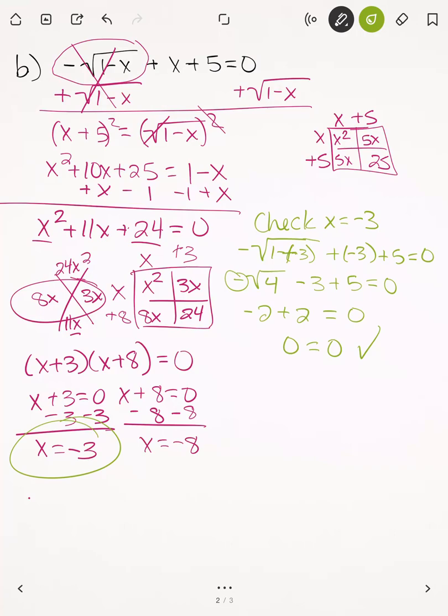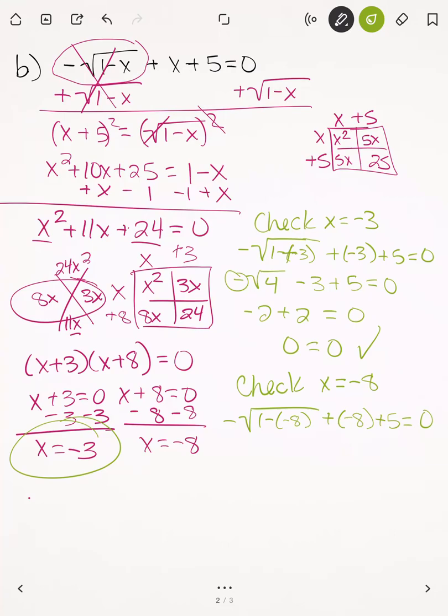Okay, now you can't be lazy. You still got to check that second one. Okay, that negative 8. It could work, it could not work. We don't know. So now we're plugging that in. We have negative the square root of 1 minus a negative 8 plus a negative 8 plus 5. And we hope that it equals 0. We hope. We never know.